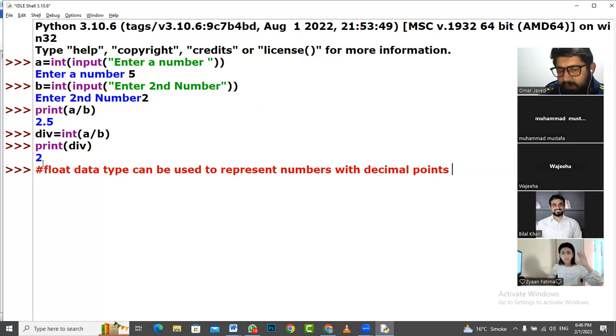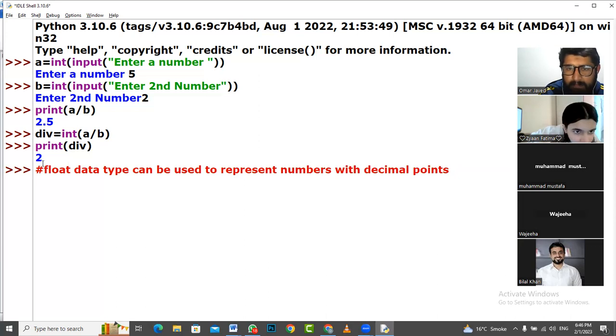Zian, you want to say something? Yes, I wanted to ask why did you write the div equals to? Because the answer came wrong. The answer came wrong. If I don't do that, maybe I would get the right answer. That's what you want to say, right?